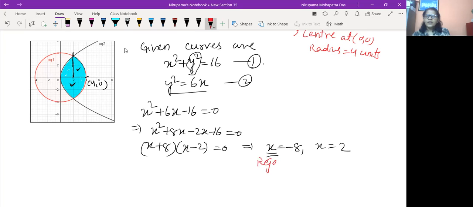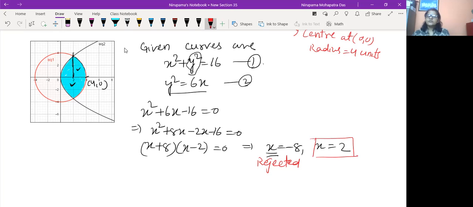We are rejecting this value. You know the reason I told you. So why are we rejecting it? Because we do not have any portion of the parabola which is in the negative direction of x-axis, right? So our accepted value is x equal to 2.